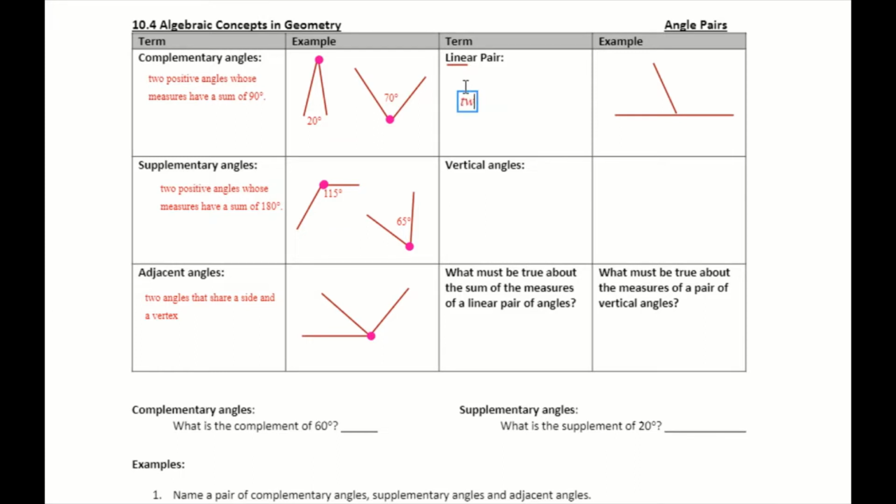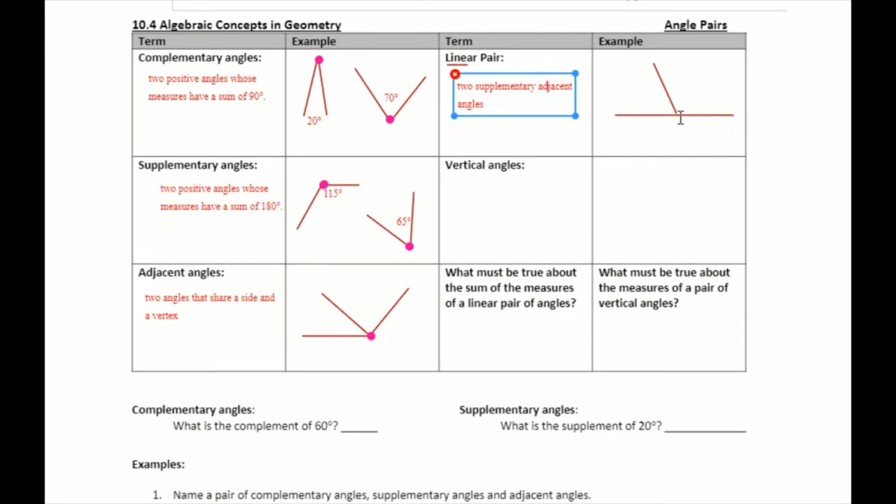Okay, so there are two positive angles whose measure, or here, we can even make this a little bit more efficient. Two supplementary adjacent angles. There we go. That is not how you spell adjacent, my bad. Got an extra A somewhere in there. Okay, so two supplementary, meaning they add up to 180, and adjacent angles, meaning they share a side.